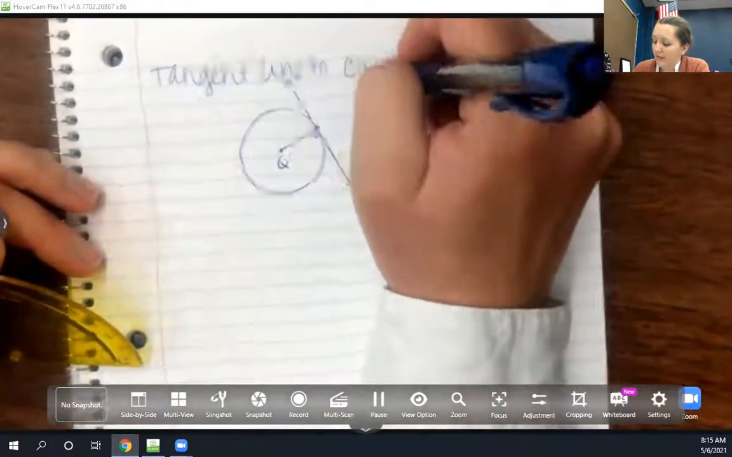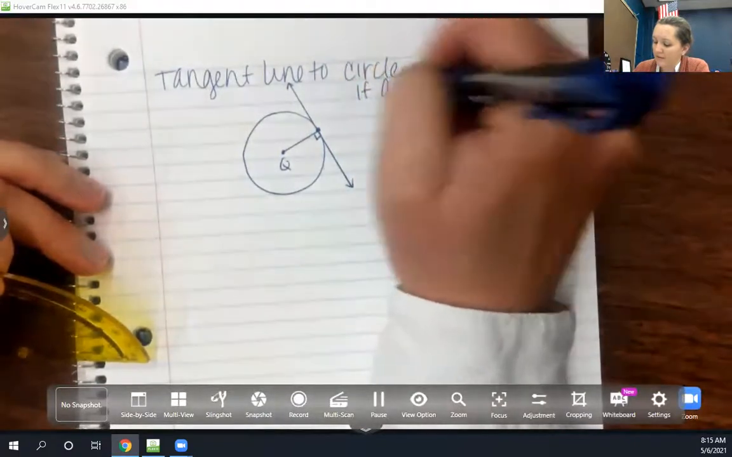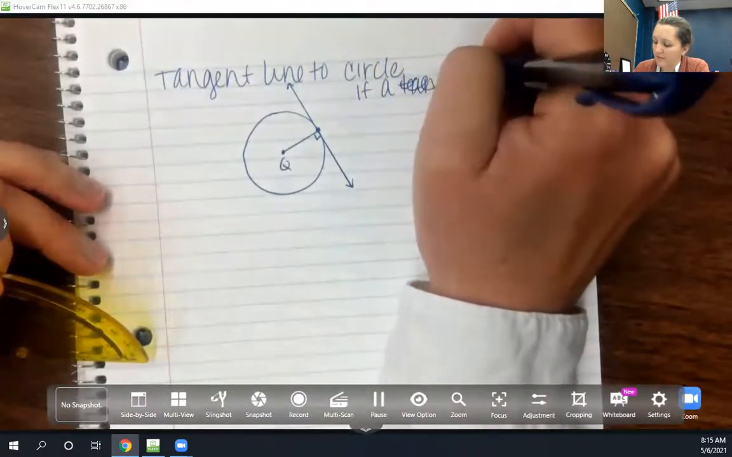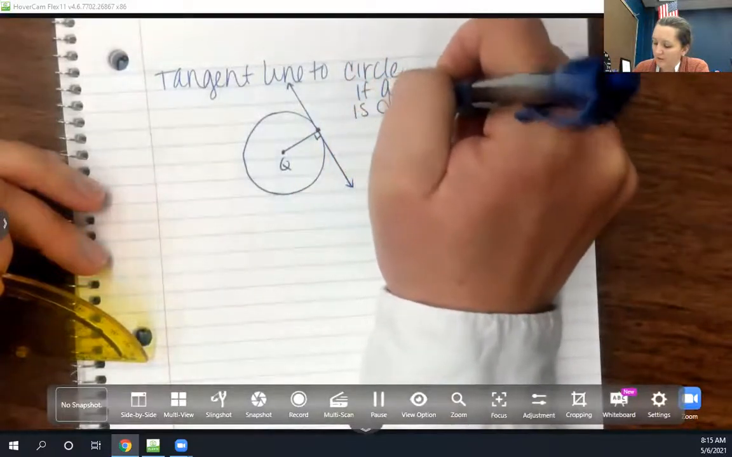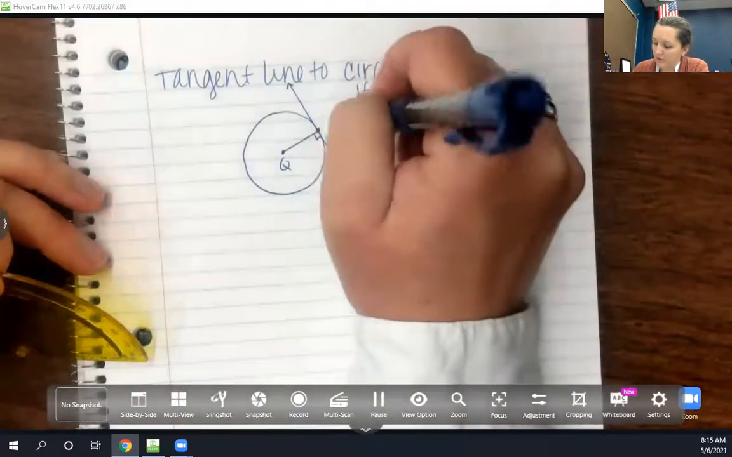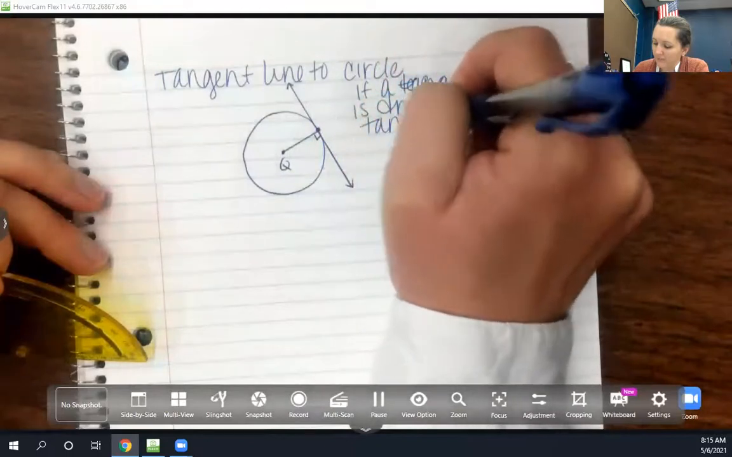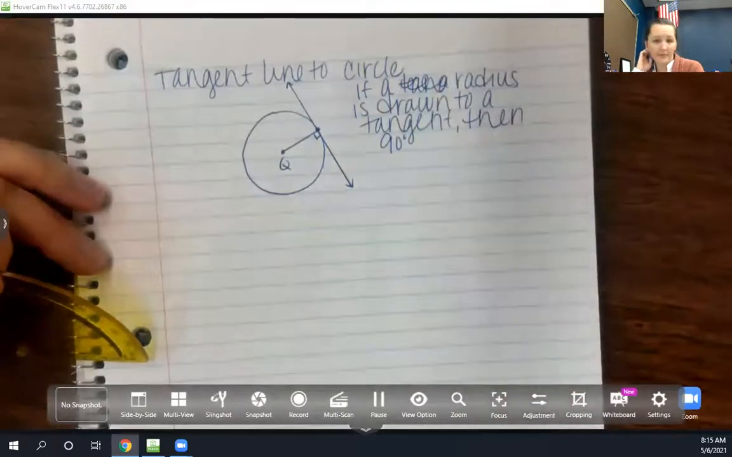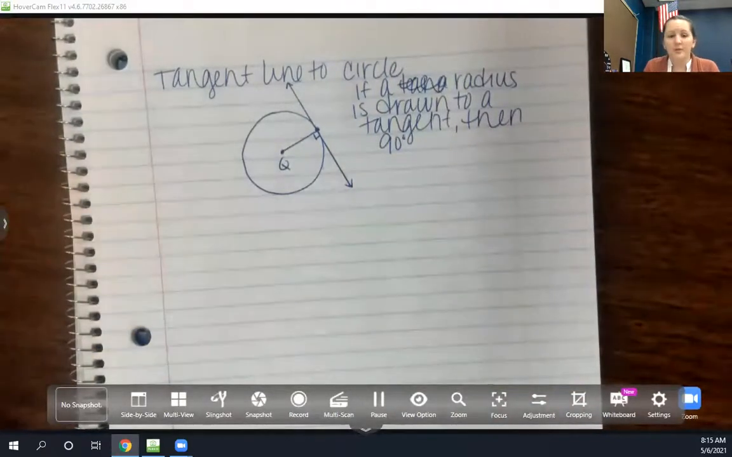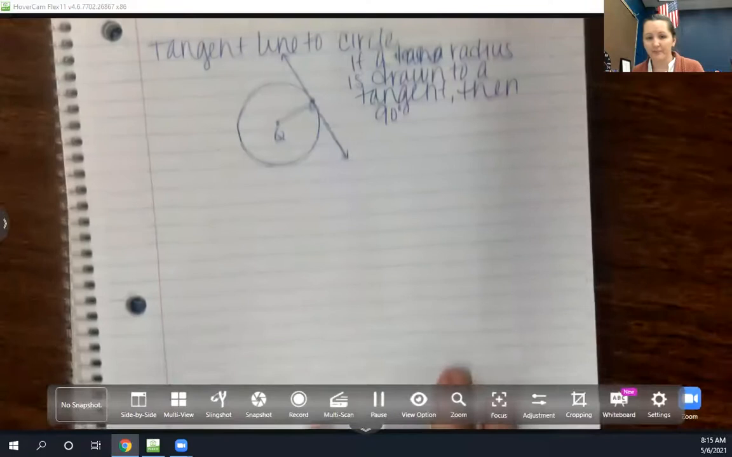So if a radius is drawn to a tangent, then it's 90 degrees, okay? So let's try some problems with this.